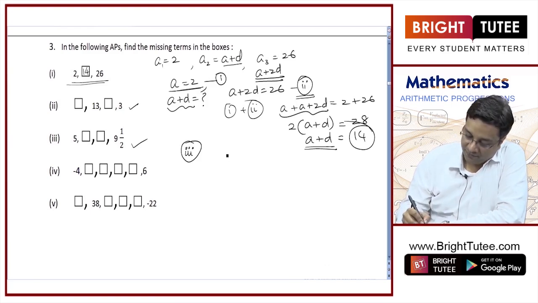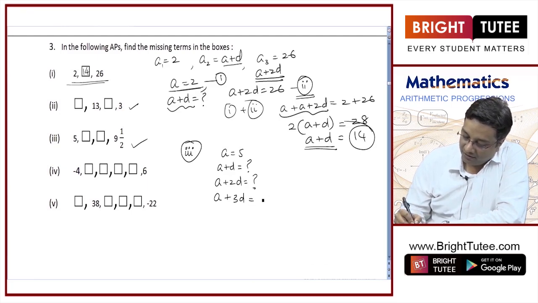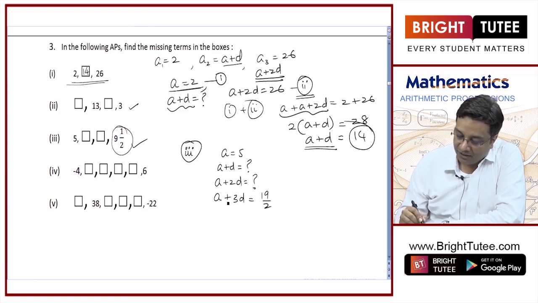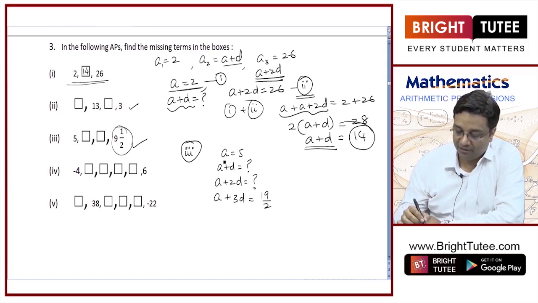The third says A is equal to 5. A plus D we need to find out. A plus 2D we need to find out. A plus 3D is given as 19 by 2, right? So now the algorithm to find out these terms is you find D first, right? A is already known. You need to find D here, right?